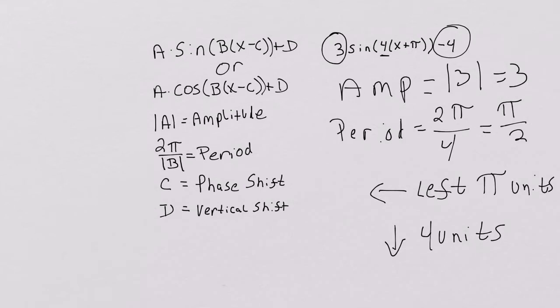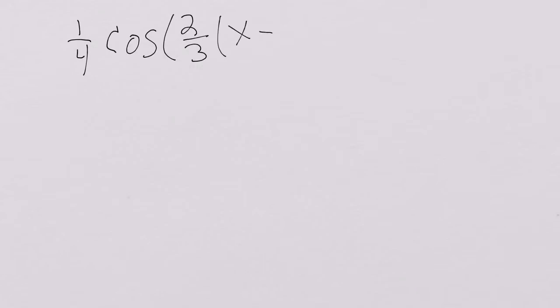Pretty straightforward process until we start throwing fractions into it, because I know you all love fractions. So now let's take a look at one with fractions. Let's just say we have 1/4 cosine of 2 over 3 times x minus, say, pi over 4, plus 3. That equation looks a whole lot uglier than the last one we just did. But it's the same process.